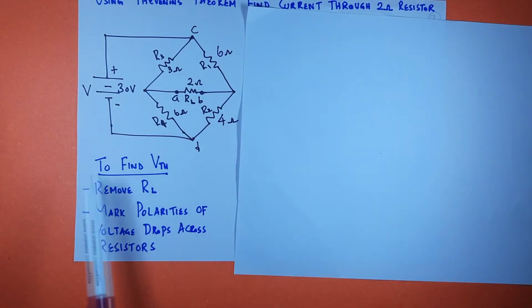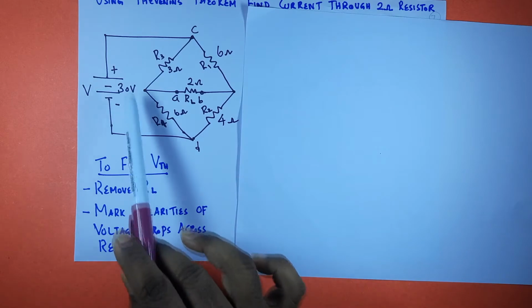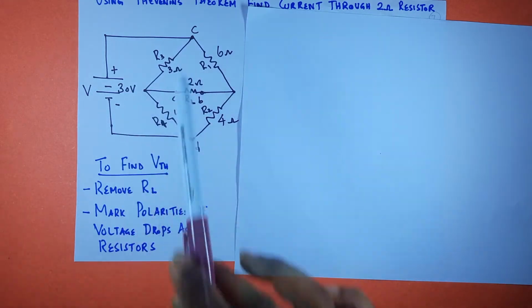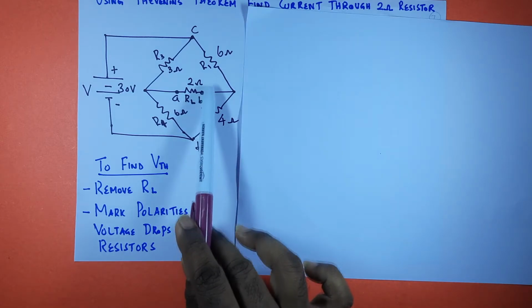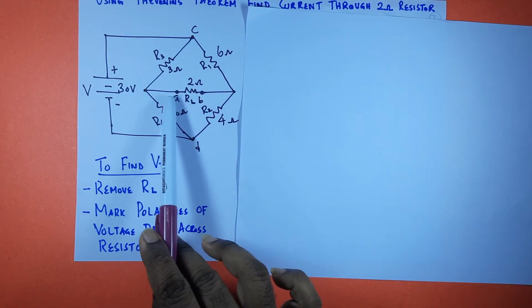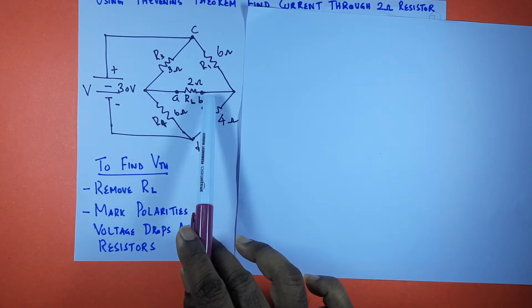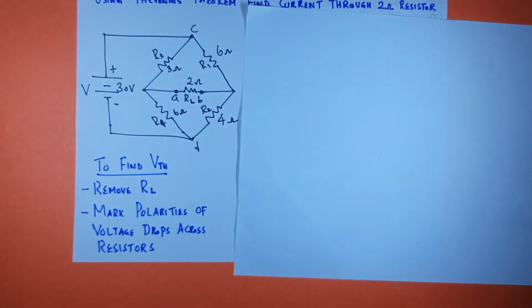So here, this is a source, R1, R2, R3, R4. These form one bridge. Between terminals A and B, we have the load resistance, 2 ohm. You have to find out what is the current through this RL using Thevenin's theorem. This point, you see, this point is D.